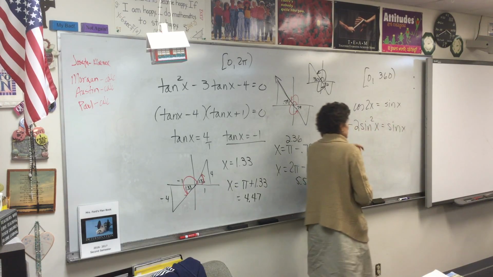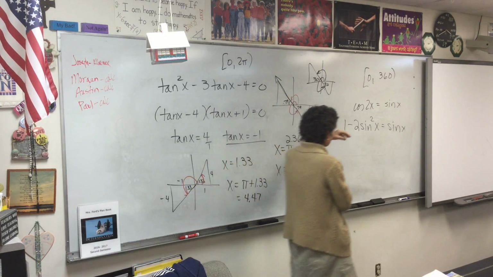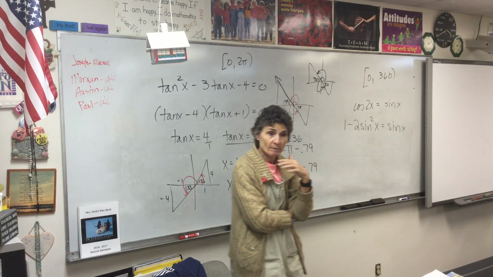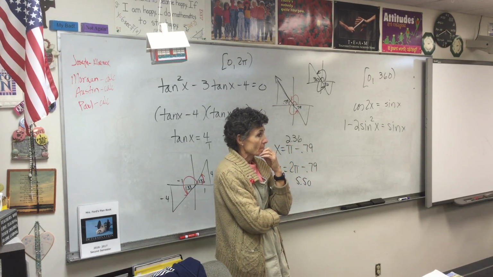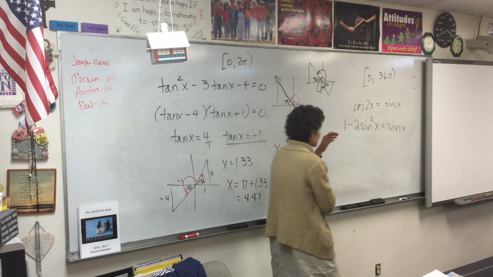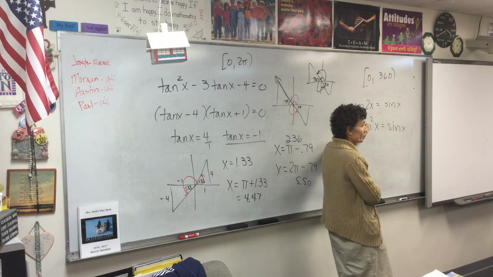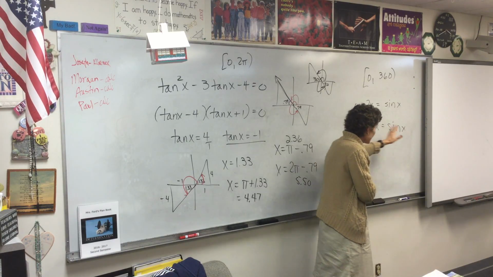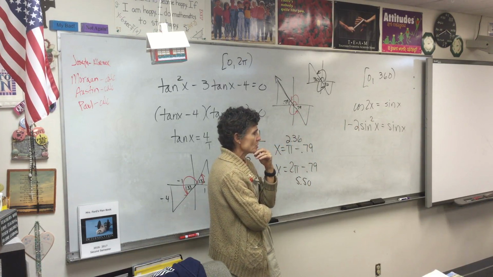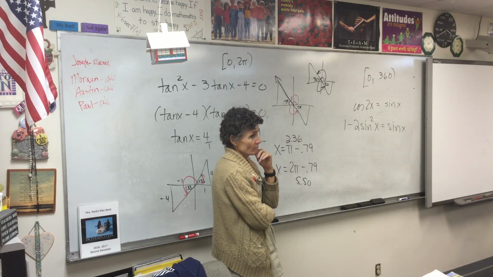So if we choose 1 minus 2 sine squared as a replacement for cosine 2x, this is where we would be, right? So this is a straight substitution. Cosine 2x is 1 minus 2 sine squared. Now take a look at that equation. What kind of equation is that? That is a quadratic equation.